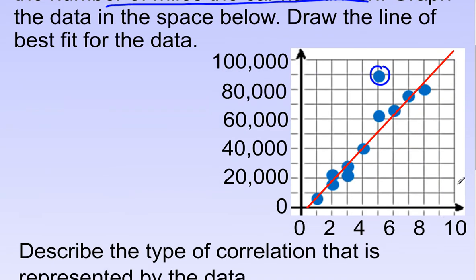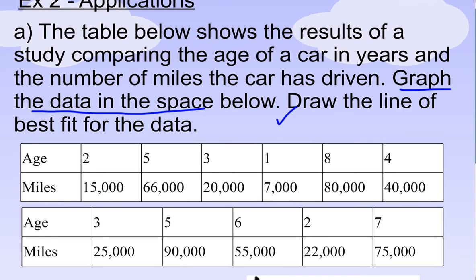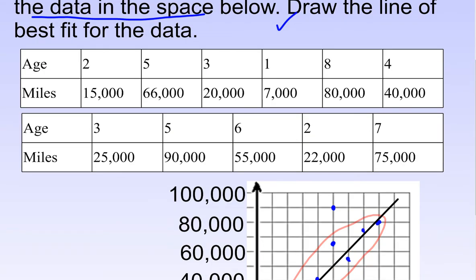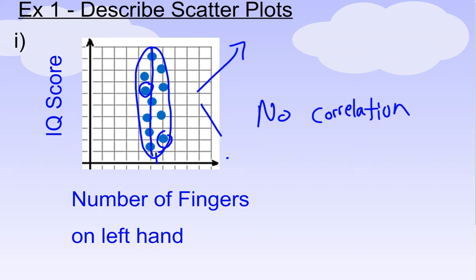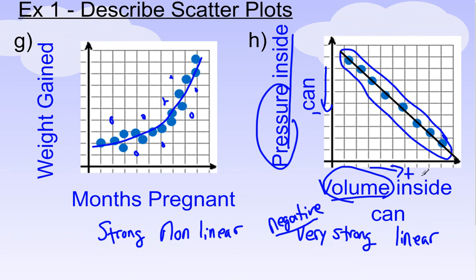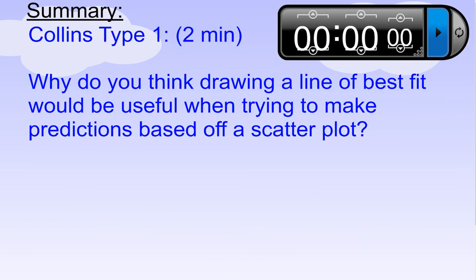A car that is 10 years old might have 120,000 miles on it. That's not unreasonable. I've had cars that have had 120,000 miles on it. It's been 10 years old. Let's see what else we've got. Oh, that was the same data. That's no correlation. Volume, months pregnant. Yeah, so you can use these lines of best fit to help you make predictions based off of your data. It can be done, and I just showed you how.